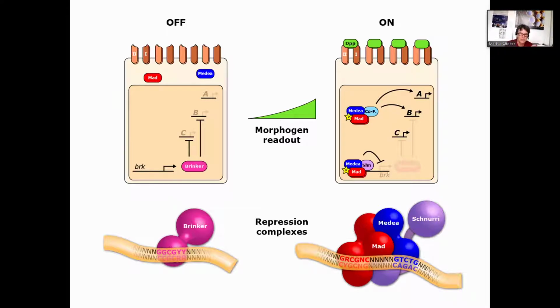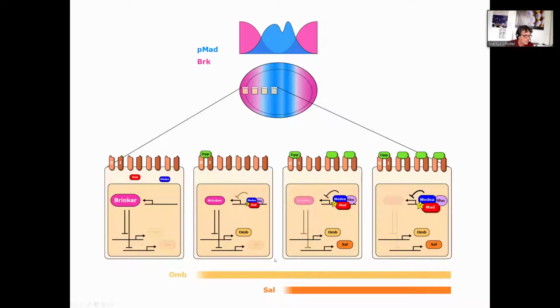So you have sort of a morphogen sensor. These MAD, Medea, Schnurri binding sites here in the Brinker locus, it's like the oil measuring device in the car: you push them into a cell, you take them out, and you ask how many MAD, Medea, Schnurri are bound to this, and then you know, oh, I'm here in the gradient. So this last slide, this is how the gradient works.